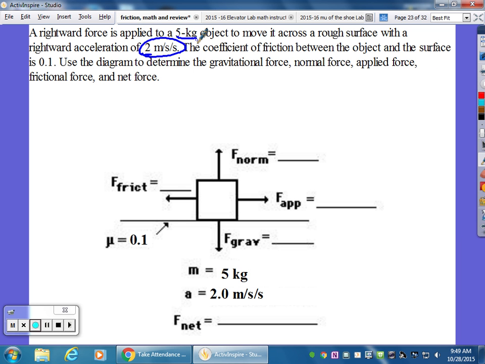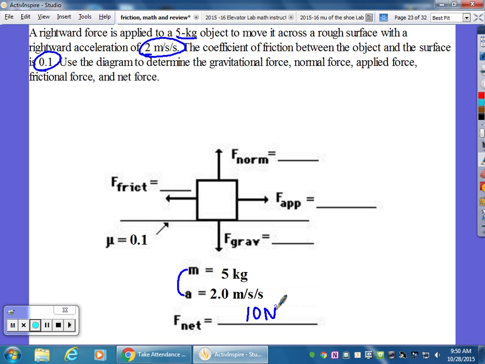Number 3 is our first example of a problem where it gives us an actual acceleration. It's a 5 kilogram object with an acceleration of 2, and it has a coefficient of friction of 0.1. Okay, so you can do this multiple ways. What I like to do is go ahead and solve for the net force. Net force is mass times acceleration. So 5 times 2 is going to give us a net force of 10. I like to do that because what that does is set me up to know how my forces are going to lay out on my free body diagram.